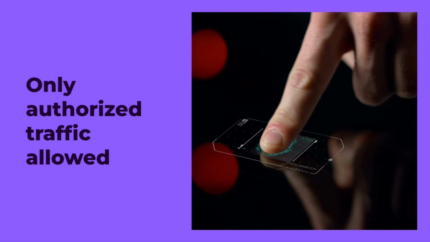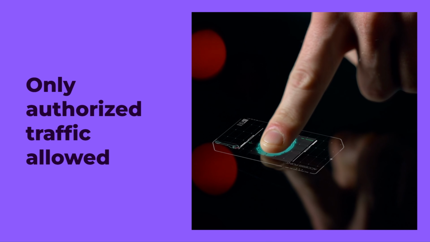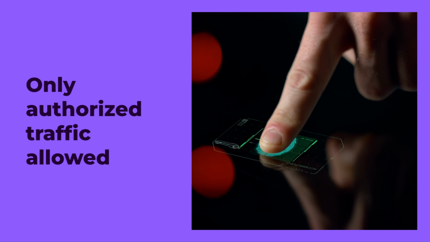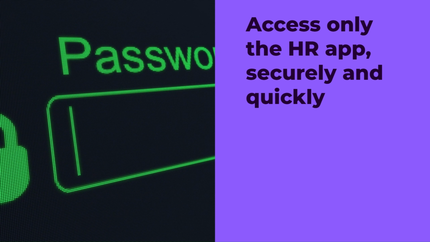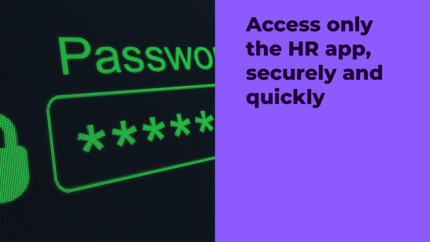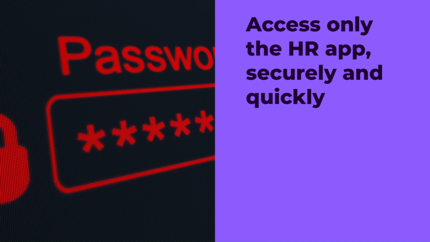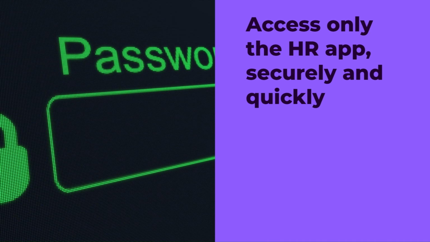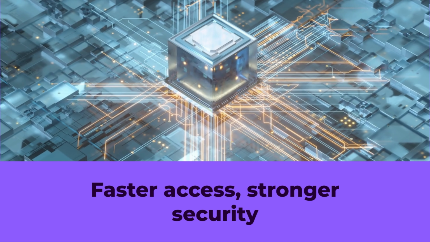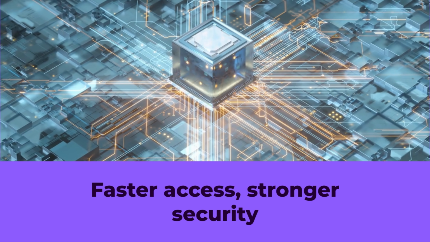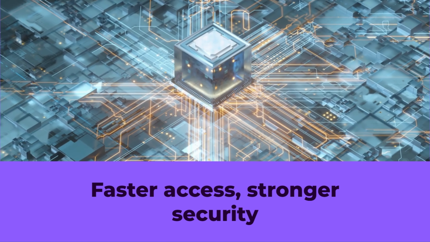Microsoft Entra Private Access changes the game by allowing only authorized application traffic. Users get what they need, nothing more, nothing less. Let's consider an example. If an employee needs access to the HR portal, they don't fire up a VPN and tunnel all their browsing. Instead, Private Access verifies their identity, checks their device, and lets them connect only to the HR app. The result? Faster access and stronger security. No exposed network, no unnecessary routes.